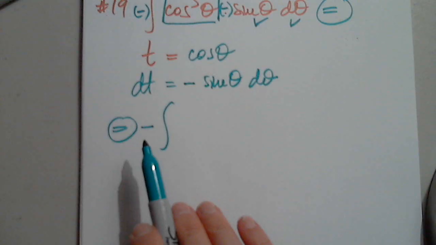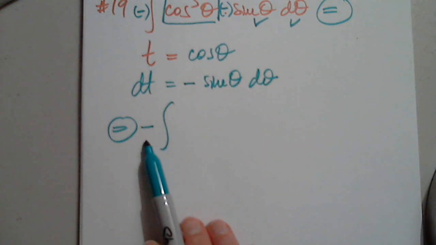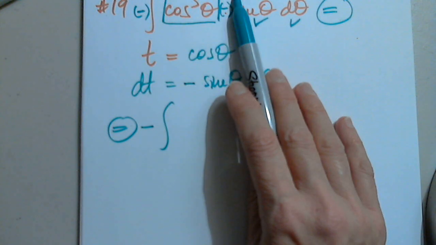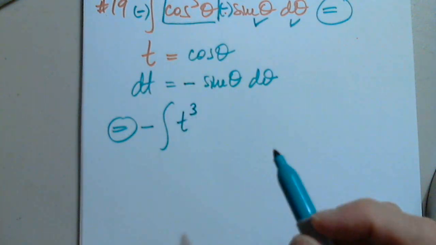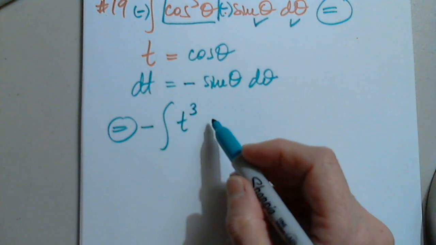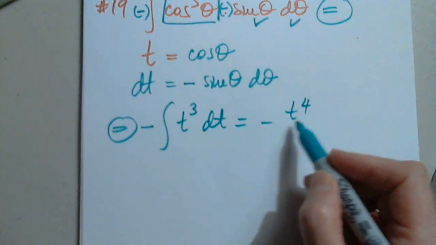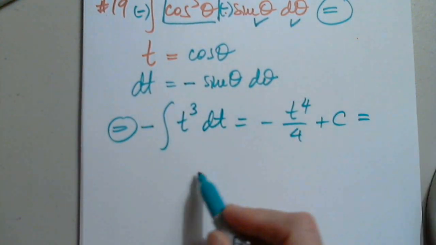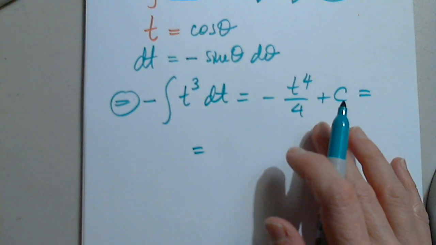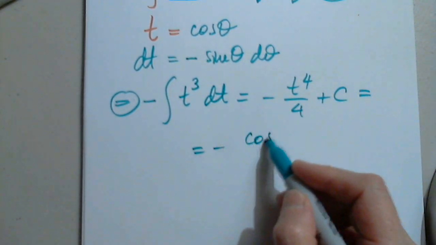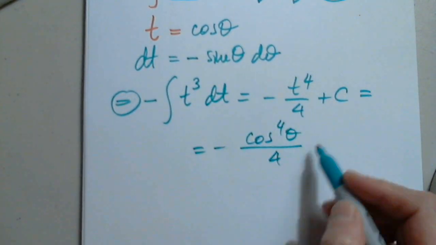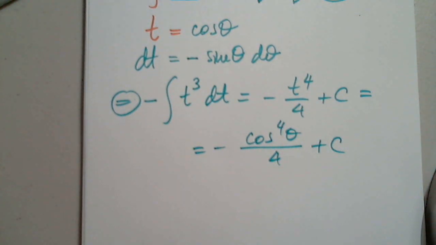Negative. Oh, sorry. You go ahead. Is it going to be cosine cubed, or t cubed? Yes, dt. That's it. Negative t to the 4th over 4 plus a constant c. I have to go back. Negative cosine to the 4th of theta over 4 plus a constant c.